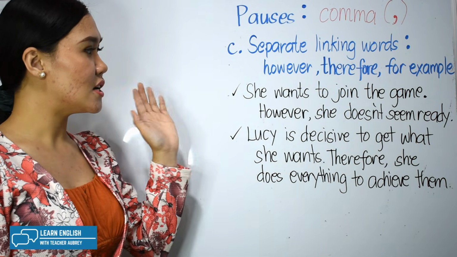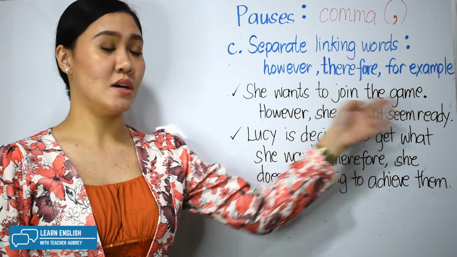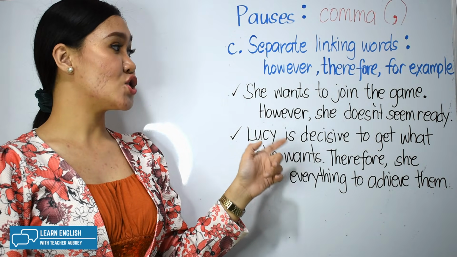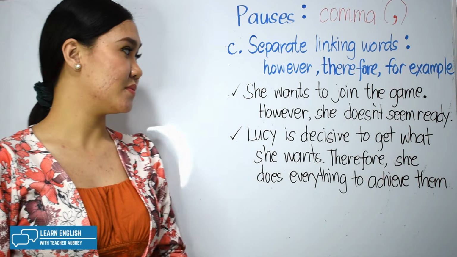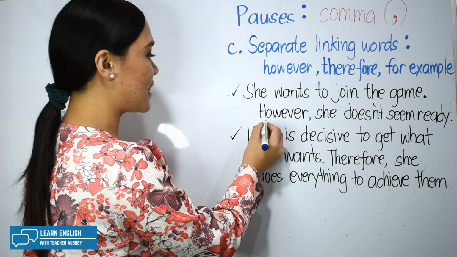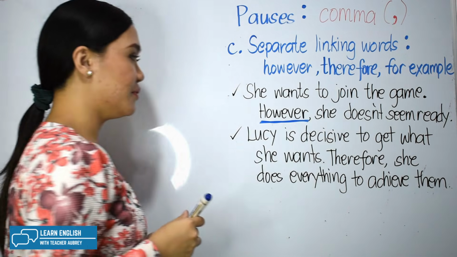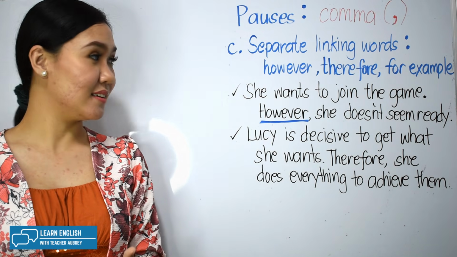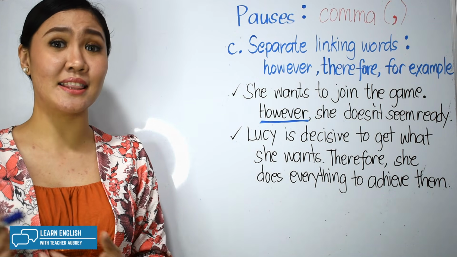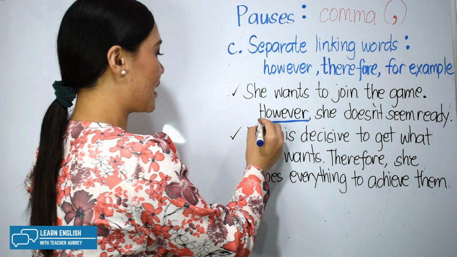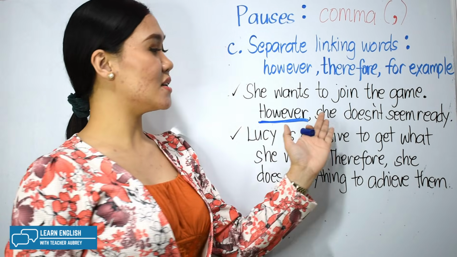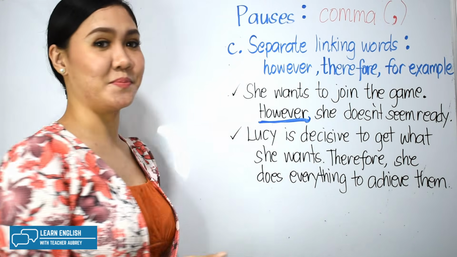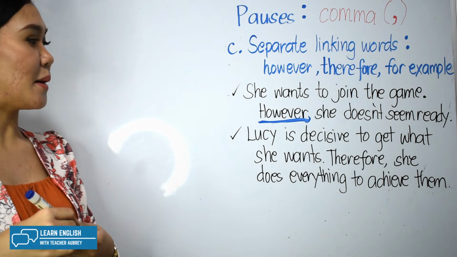For the first sentence, she wants to join the game. She wants to join the game, period. However, she doesn't seem ready. So, let's take a look. Gumamit tayo ng linking word na however. In Filipino, however is gayunman. Nais niyang sumali sa palaro. Gayunman, tila hindi pa siya handa. So, kapag gumamit tayo ng however, after nyan, bago tayo mag-proceed sa susunod na salita sa pangungusap, gagamitan muna natin ng comma. Alright? Next example.